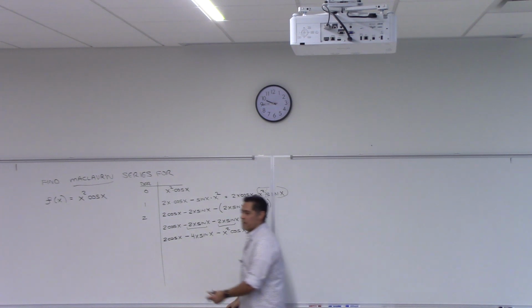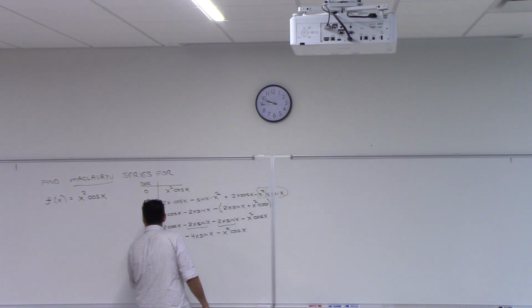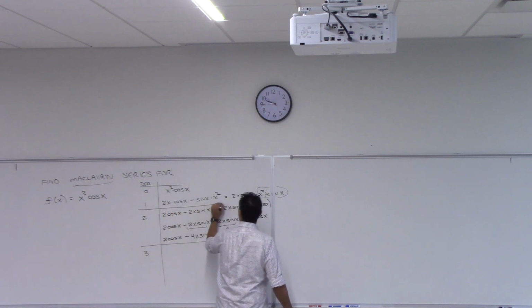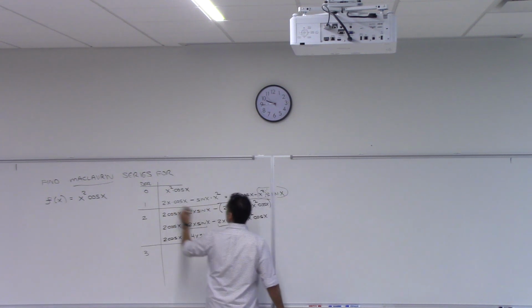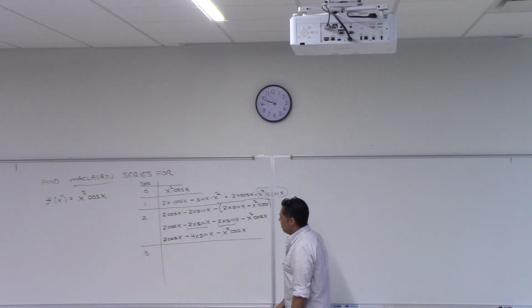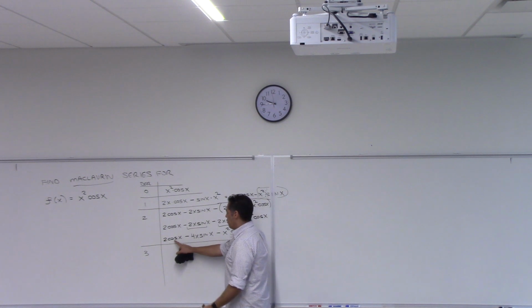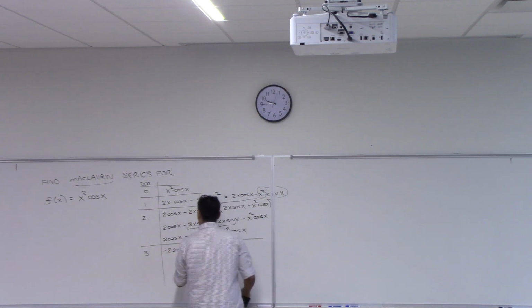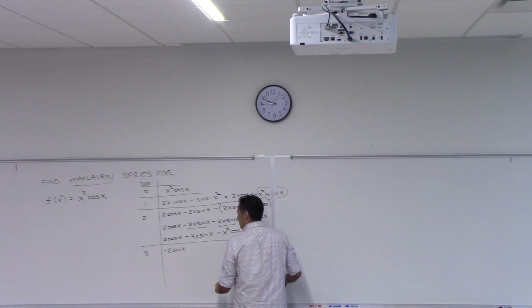Okay, let's try for the third. Let me separate these. That's my second derivative. My first derivative's there. My zeroth derivative's there. Okay. So to do the third derivative, well, I can do that one. That one's pretty straightforward, right? Negative 2 sine x.